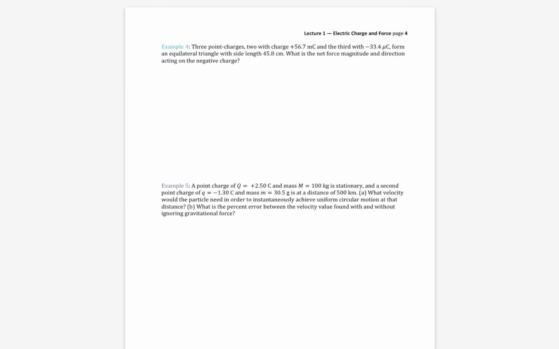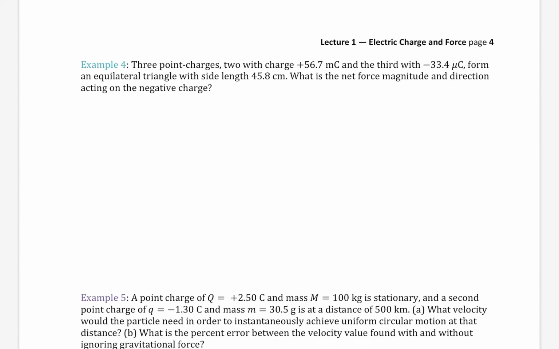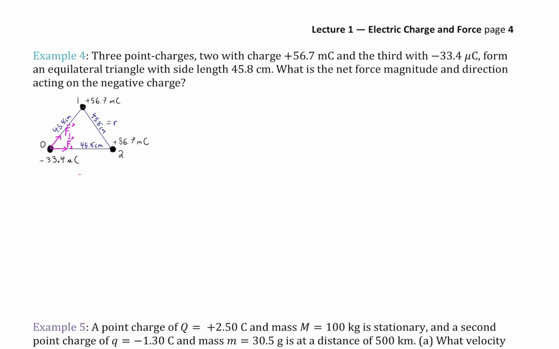Let's move on to the next one. Example 4. This is our first 2D problem. 3 point charges, 2 with a charge of 56.7 millicoulombs, notice this is milli, not micro, and a third with a charge of negative 33.4 micro, that one is micro, form an equilateral triangle with a side length of 45.8 centimeters. What is the net force, magnitude and direction, acting on the negative charge, the special one, the odd one out? There it is, one in the corner. Notice I've labeled them 0, 1, and 2.